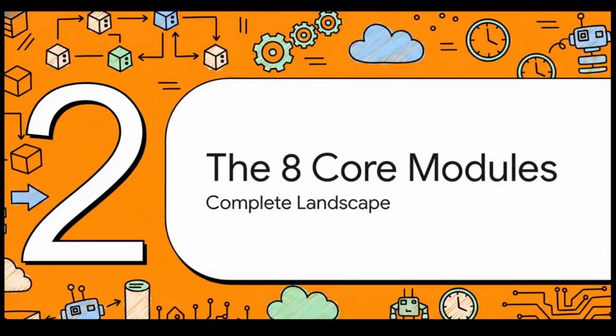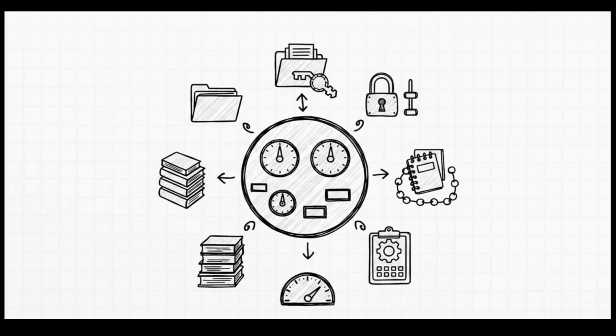Moving right along to Section 2, the 8 core modules, the complete landscape. You know what's really wild here? You don't even need to import a single external library. Just calling dbutils gives you immediate access to 8 distinct modules. You've got FS for file operations and secrets for secure management.